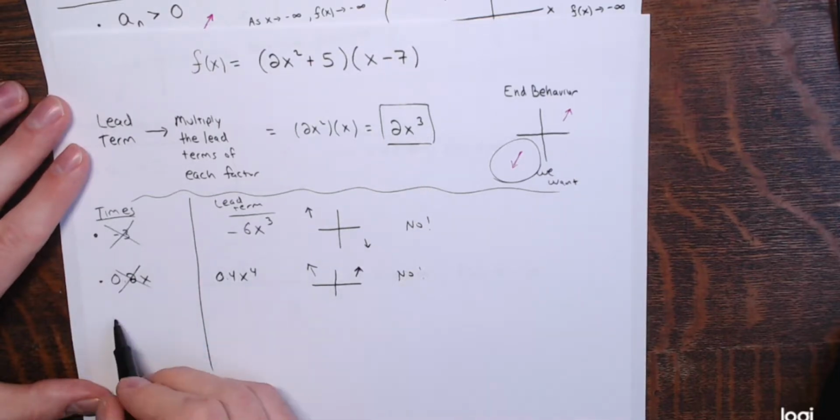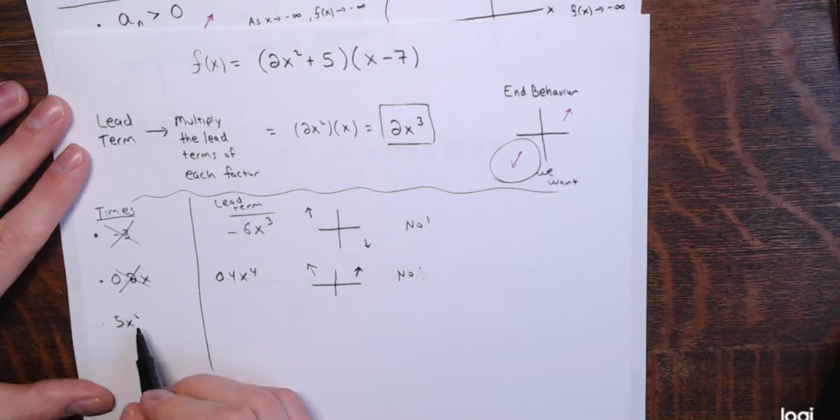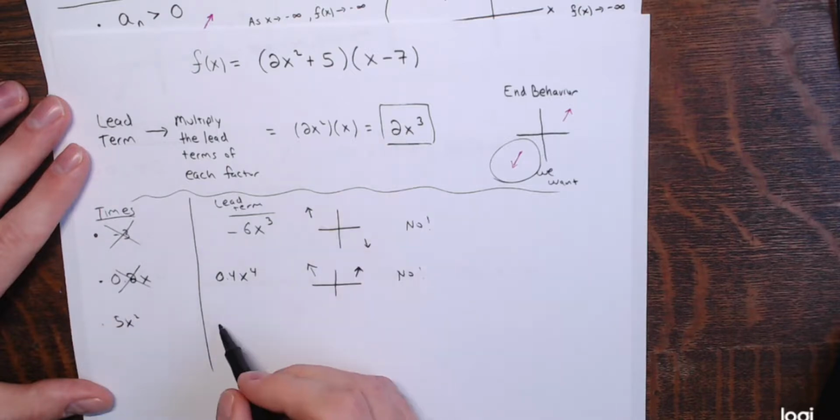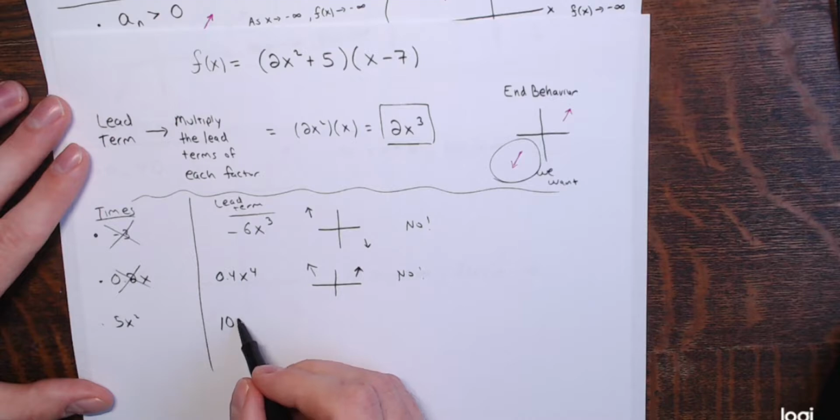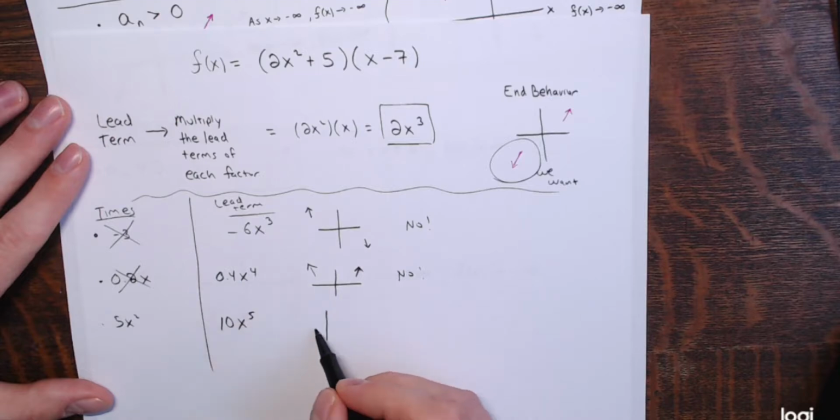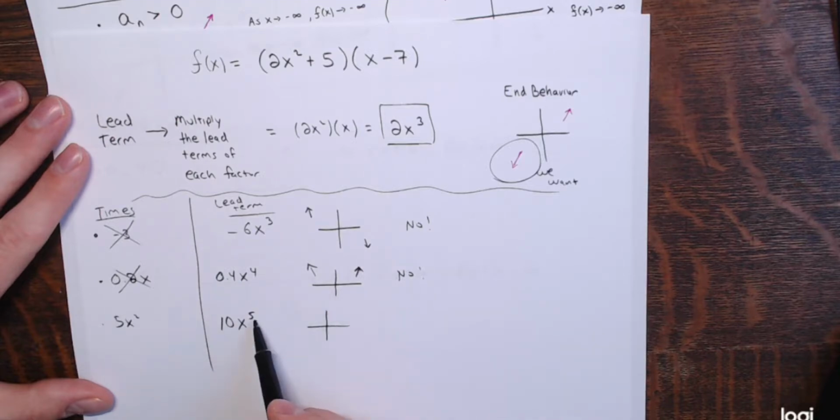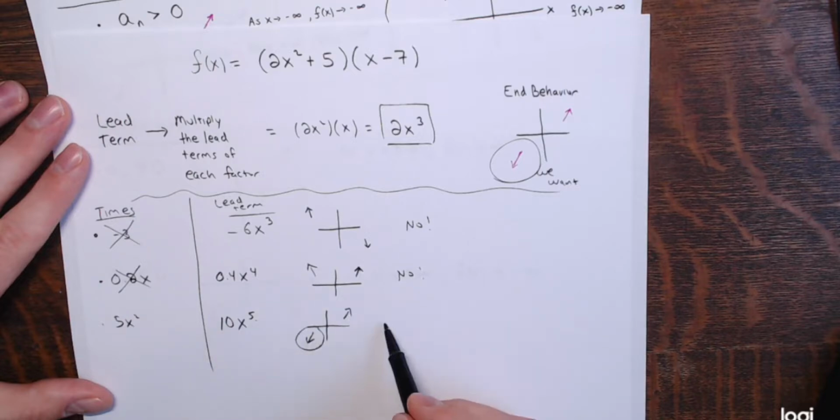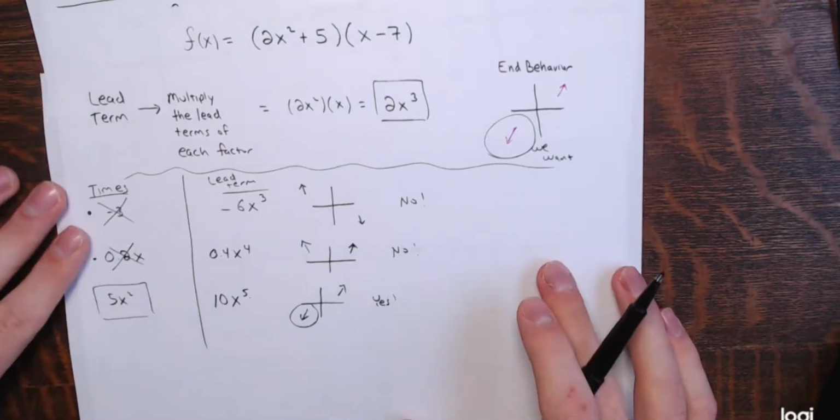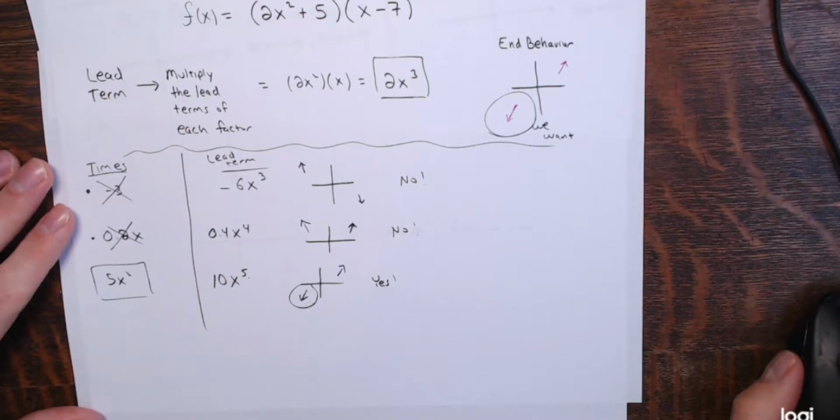The next one's 5x squared. So what if we multiply by 5x squared? Then the lead term would be 10x cubed. Or sorry, 10x to the fifth. Odd degree, positive lead coefficient. So down to the left, up to the right, absolutely. That's what we want. We want it to go down to the left. So this is a good option. 5x squared, I can multiply the function by that and it would still be going down to the left.